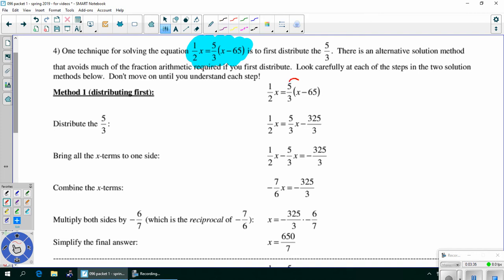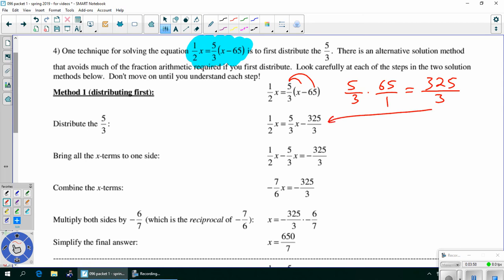So we distribute this 5/3 through the parentheses. 5/3 times x, that's just 5/3 x. But then to do 5/3 times 65, we need to write that 65 as a fraction. And we know when we multiply fractions, we go straight across. So the bottom is 3 times 1, the top 3 times 65. I guess that's 325. So that goes right there.